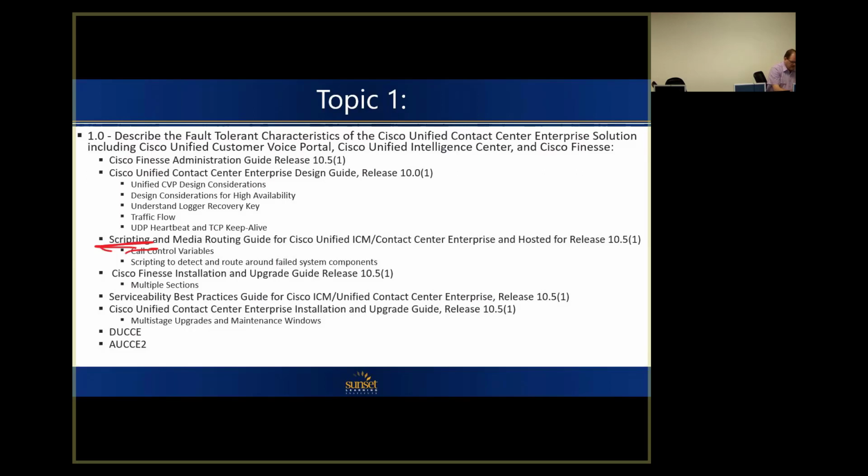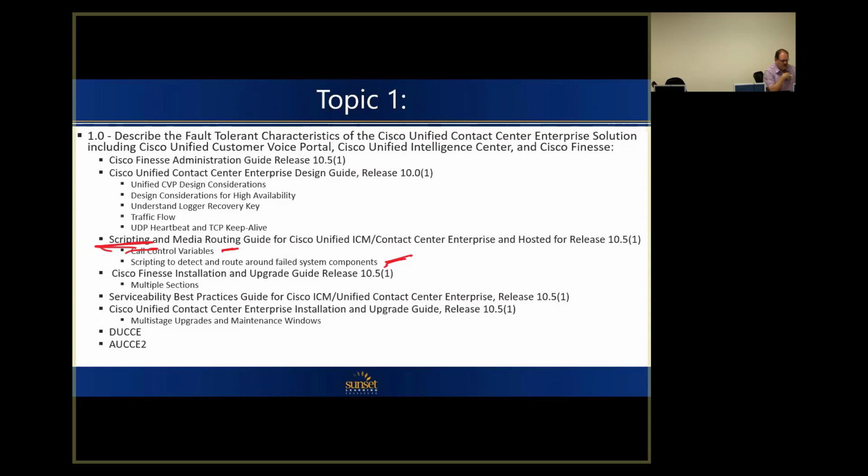One of the big areas in topic 1 would be the section titled Call Control Variables. But there are also a couple of sections that talk about how you would write your ICM scripts to detect system failures and how to route around them. They make reference to things like the error code variable, user.microapp.error_code, and how you would leverage that inside of the routing scripts. There are a few questions in there related to that topic.